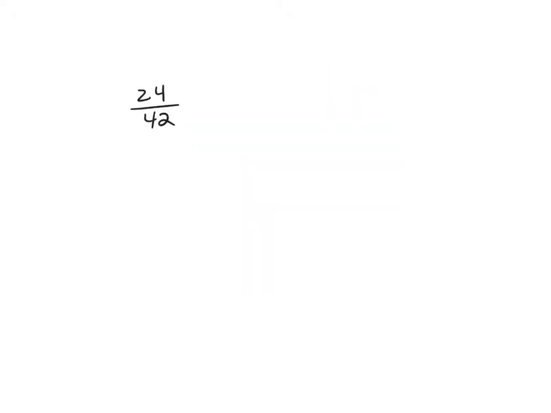Here's another example, 24/42. I take a look at that and I wonder if that's in lowest terms. I know right away it's not in lowest terms because these are both even numbers. So right away I know that I can divide this by 2/2. So if I want to do it that particular way, I'm going to divide by 2/2. 24 divided by 2 gives me 12. 42 divided by 2 gives me 21.